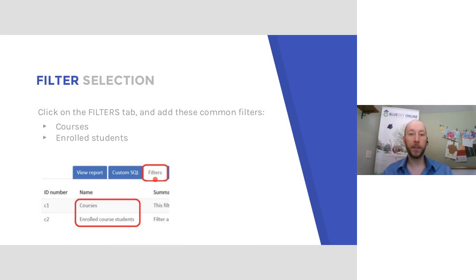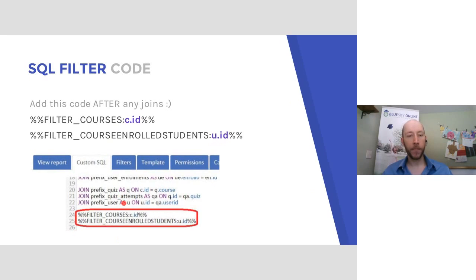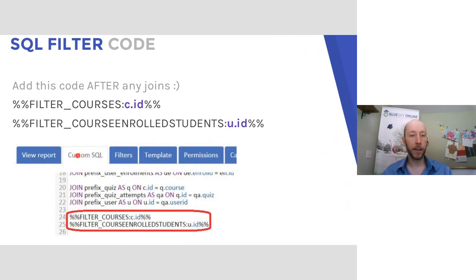So in the Filters tab in Configurable Reports, you need to first add that filter in there. And these are a couple common filters that I'm showing just as an example, for both courses and enrolled students. And then in the code, you click on a custom SQL to edit your SQL, and you would apply those related filters in the code.